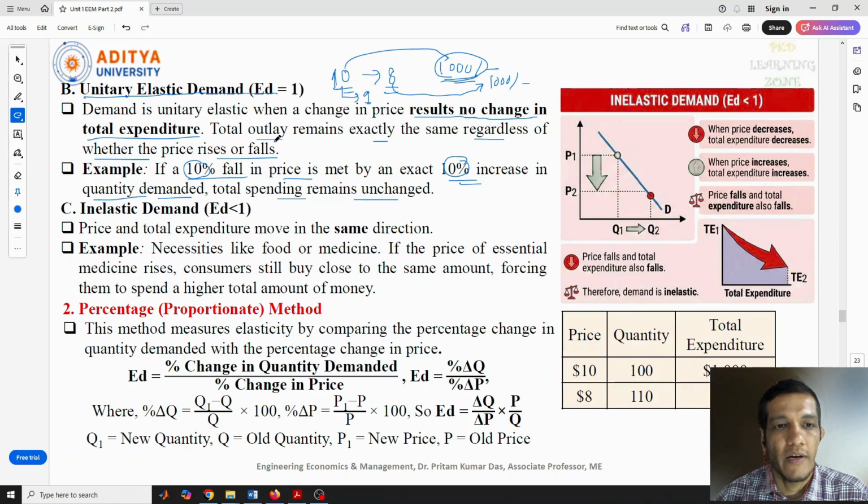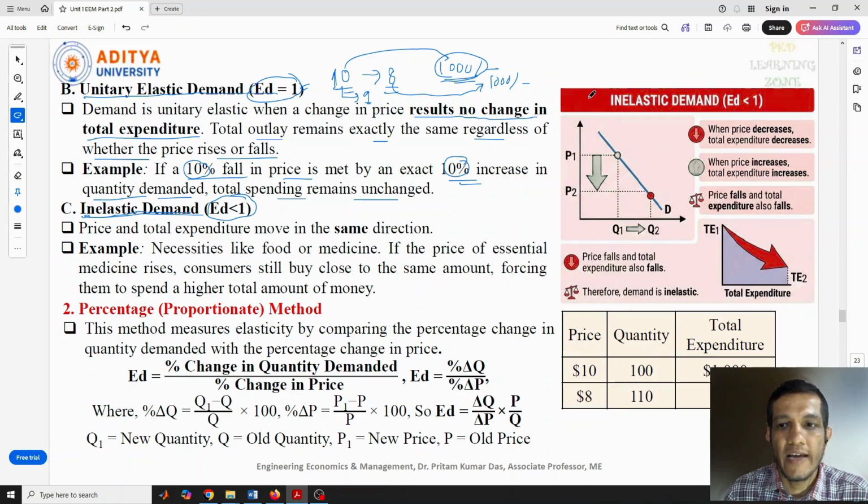That's what is called unitary elastic demand, when the value of ED is equal to unit value, that is 1. So a 10% fall in price, and a 10% increase in the demand. The next one is inelastic demand. In this case, the ED value will be less than 1.